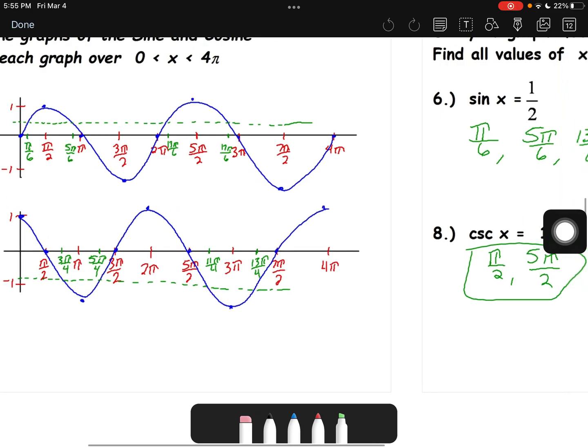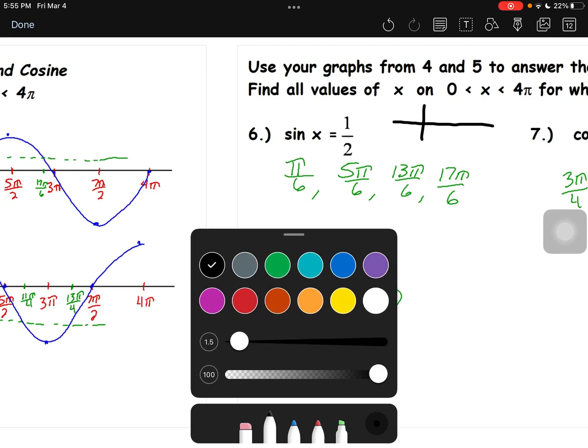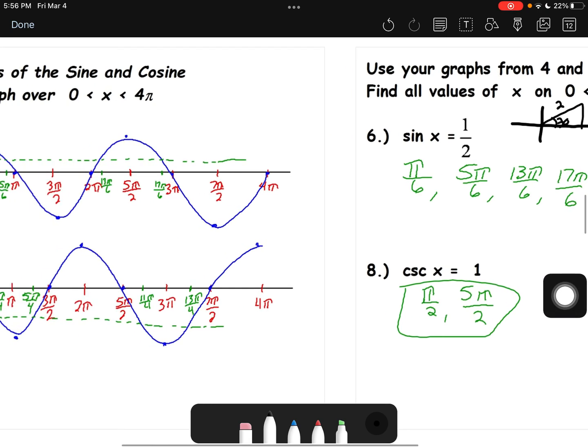And just using some of our knowledge of right triangles, let me change that in a second. If we're thinking about our reference angle, if we had a 1 and a 2 opposite-to-hypotenuse ratio, that would give us a 30-degree reference angle right here. Now 30 degrees means pi over 6, and so that's where we're starting from. So pi over 6 is our first one.